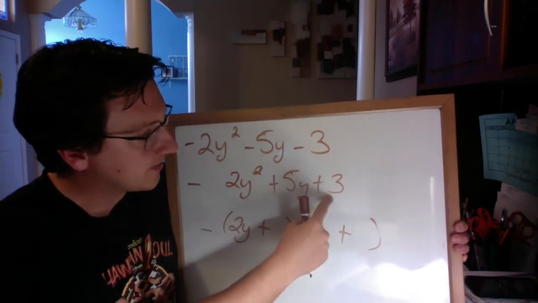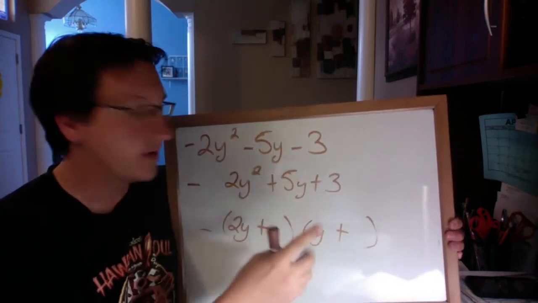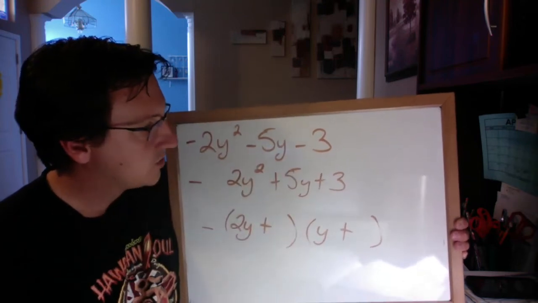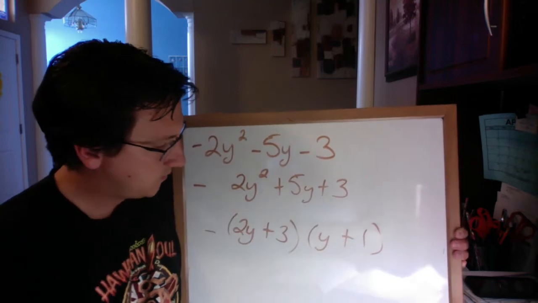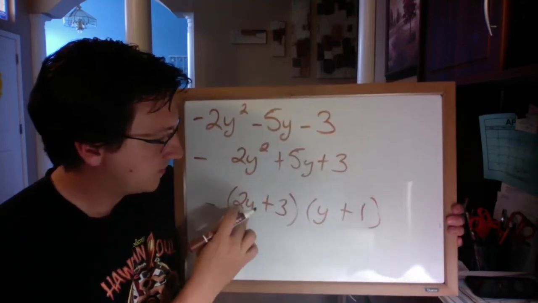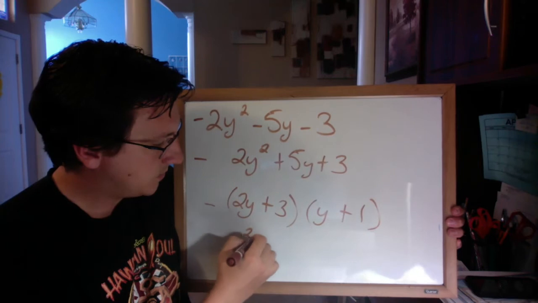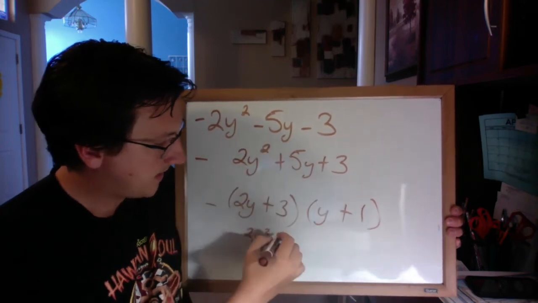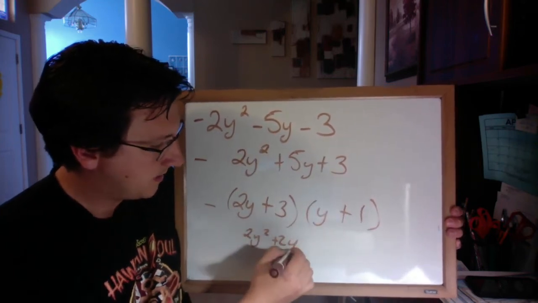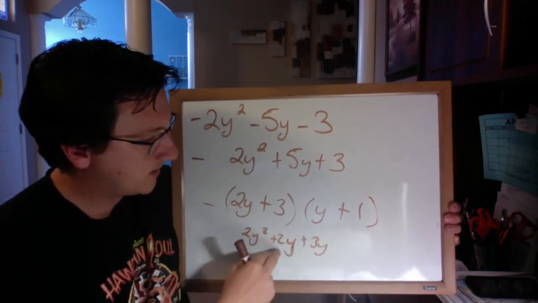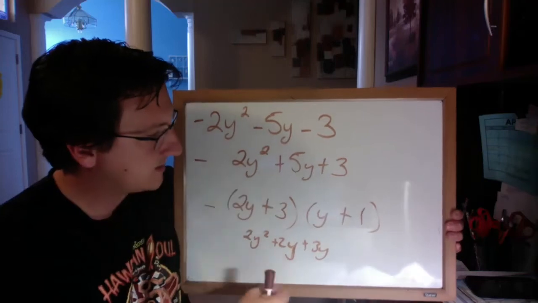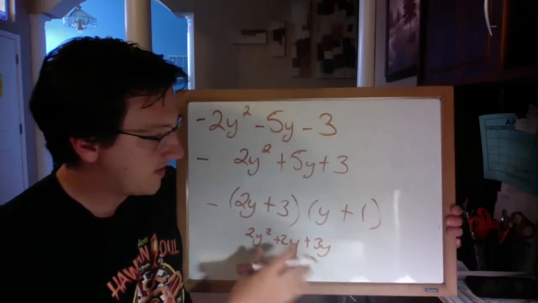But I see I need a 3, and the factors of 3 are 1 and 3. And I'm trying to get to 5. So I'm going to do 3 times 1. So 2y plus 3 times y plus 1. So let's check this real quick. 2y times y is 2y squared. 2y times 1 is 2y, plus 2y plus 3y. Stop right there. Is 2y plus 3y 5y? Yes. 3 times 1. Good. Okay, so I know that works out.